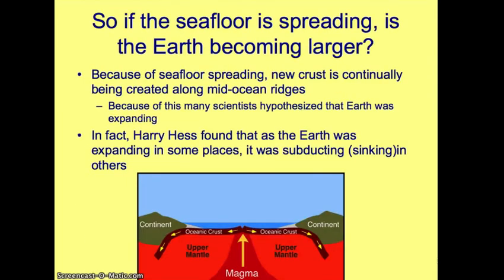So if the seafloor is spreading, why isn't the Earth becoming bigger? Well, the reason for that is that the new crust is continually being created at the mid-ocean ridges, but it is also subducting in different areas, which are what we call trenches.